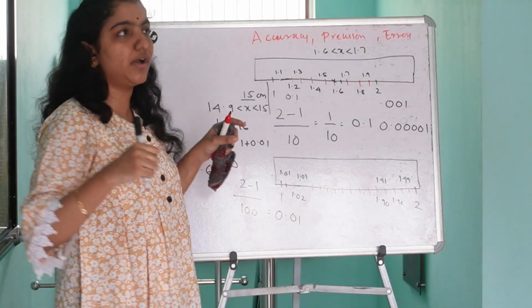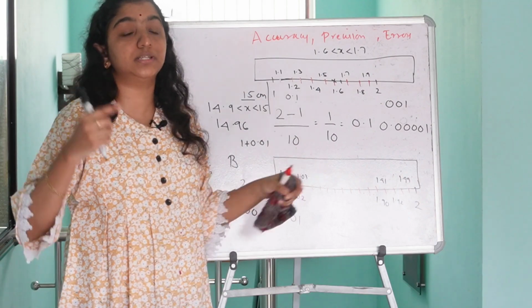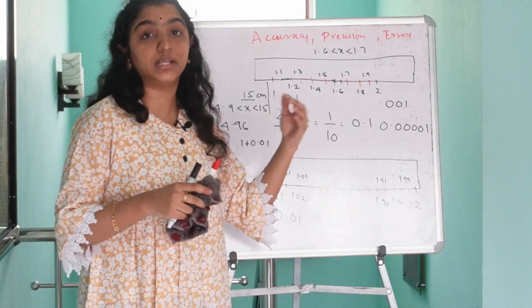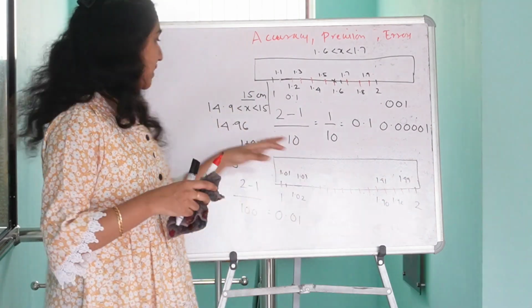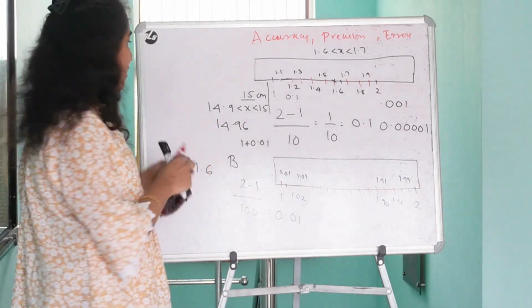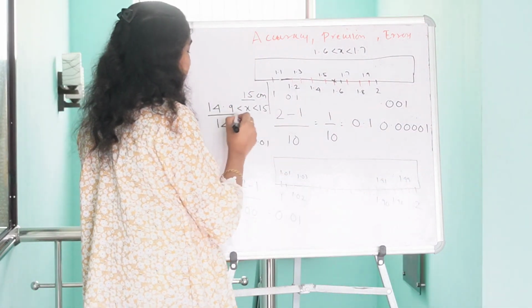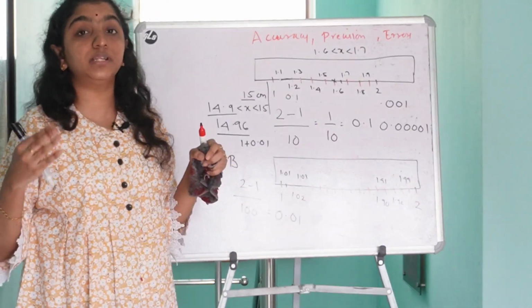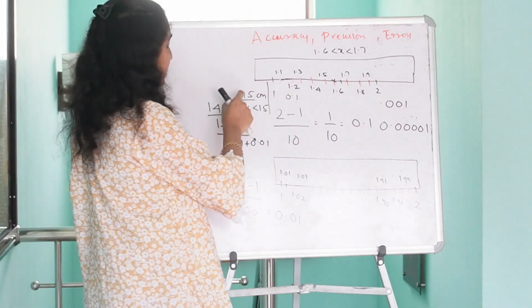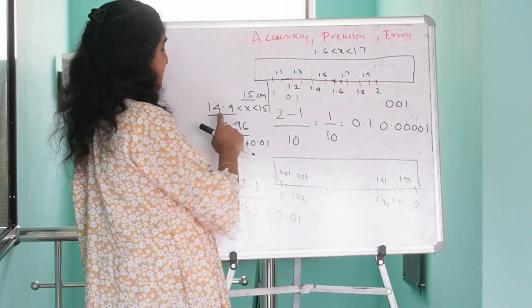Maybe I am getting the value as 14.96 because using this second instrument I can measure the exact value up to 2 decimal places. So I got 14.96. Which value is more accurate, 14.9 or 14.96? How do we find the most accurate value? We simply calculate the difference, isn't it?